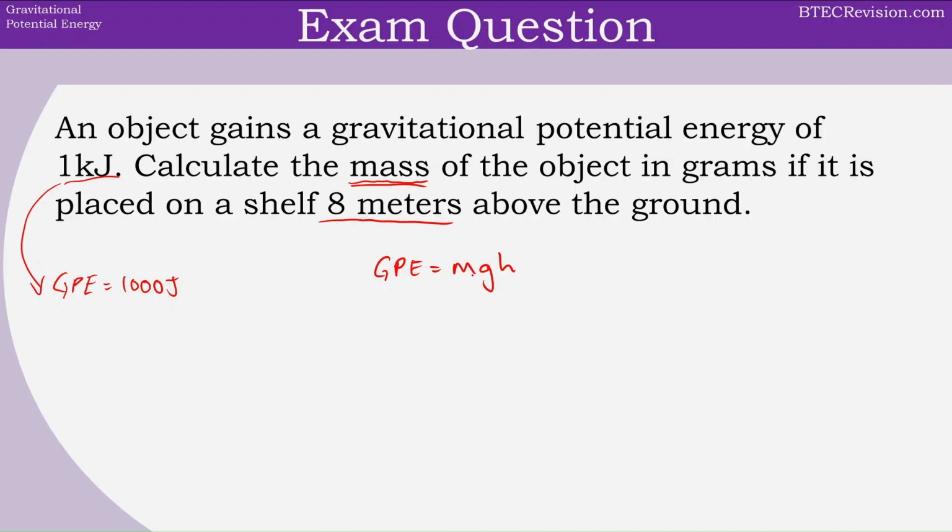Now we can rearrange for m, divide both sides by g and h, and that will give us m equals GPE divided by gh. Plugging in our values, we have 1,000 joules divided by g, which is 9.8, and the height is 8 meters. And that would give us a value of 12.76 to 4 significant figures.